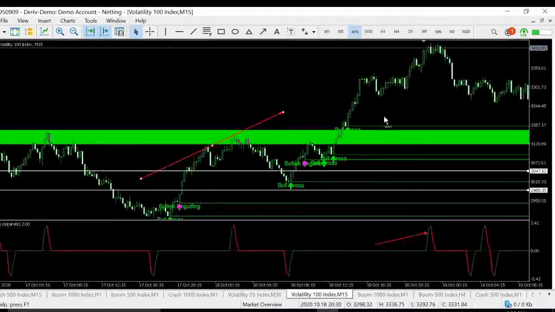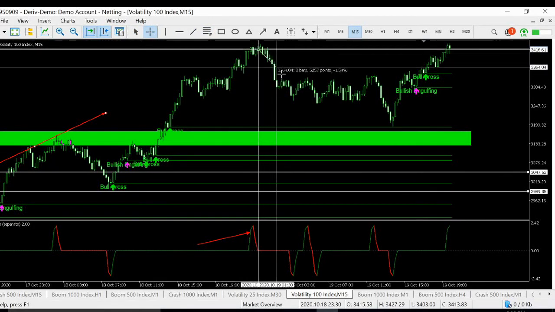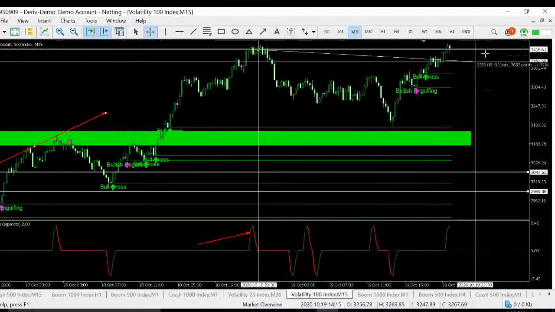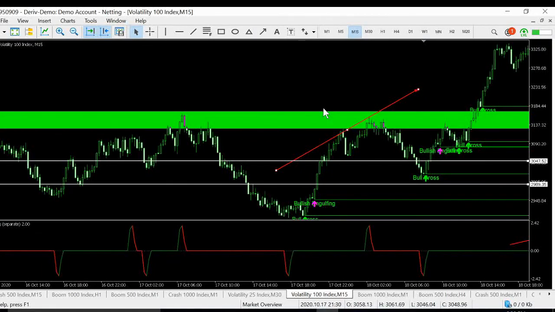And then you can see that as it gave the sell signal here, the market also fell for a while. It gave a sell here, and the market fell down for a while before it continued the uptrend. So guys, with this indicator, you don't really need to do a lot of analysis. Just know your support and your resistance, and then you're going to trade perfectly, guys.